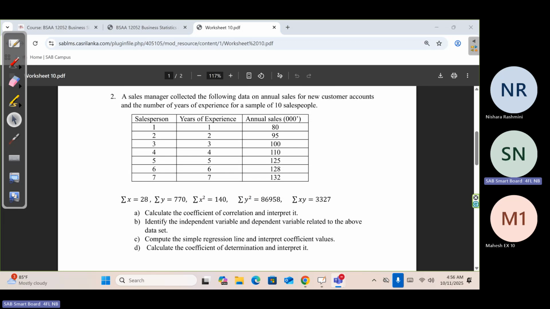Years of experience, sales revenue. Maybe independent, years of experience. We can explain the scenario. Salesperson.